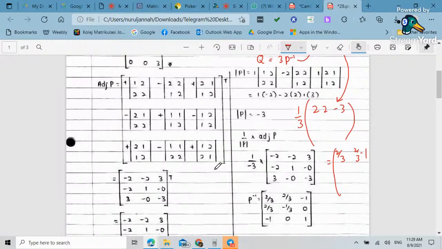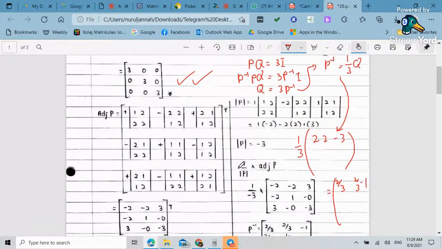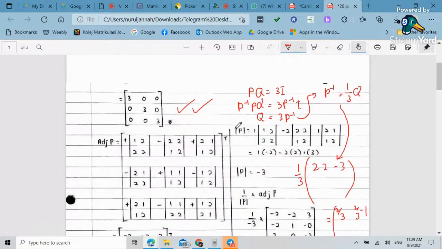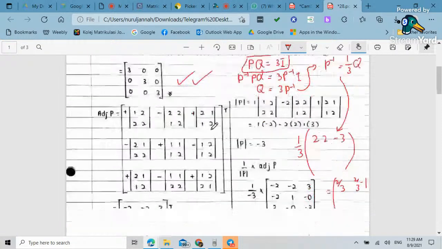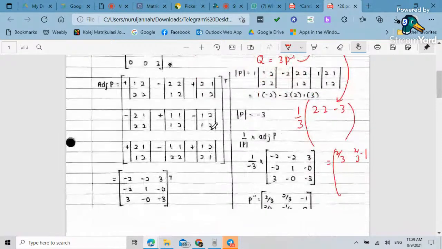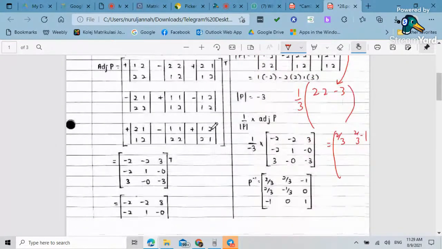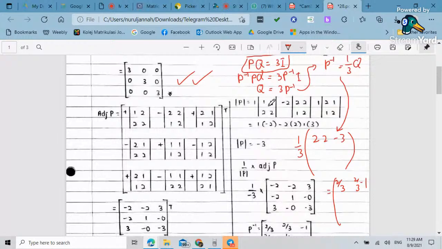For your individual assignment, please take note of this matter. If you want to find P inverse and you have this special relation, then you need to use inverse properties. Okay? Okay, madam.